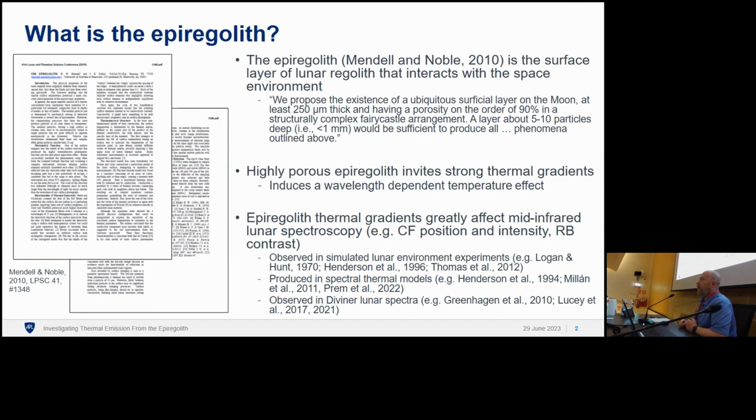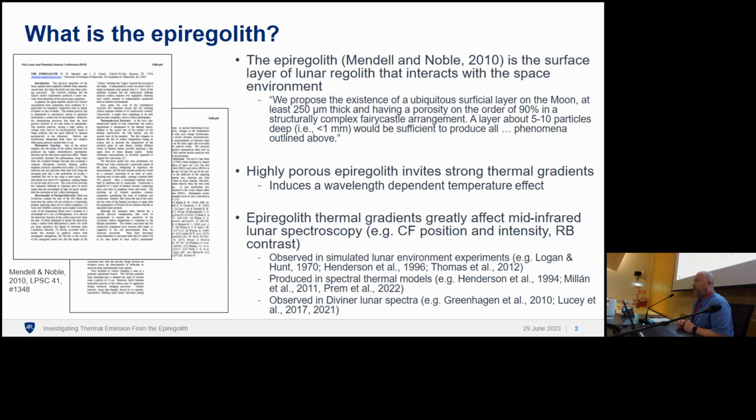So what is the epiregolith? Epi, outer regolith. It's defined by Wendell Mendel and Sarah Noble in 2010. They have this really nice LPSC abstract. If you haven't read it, I recommend checking it out.